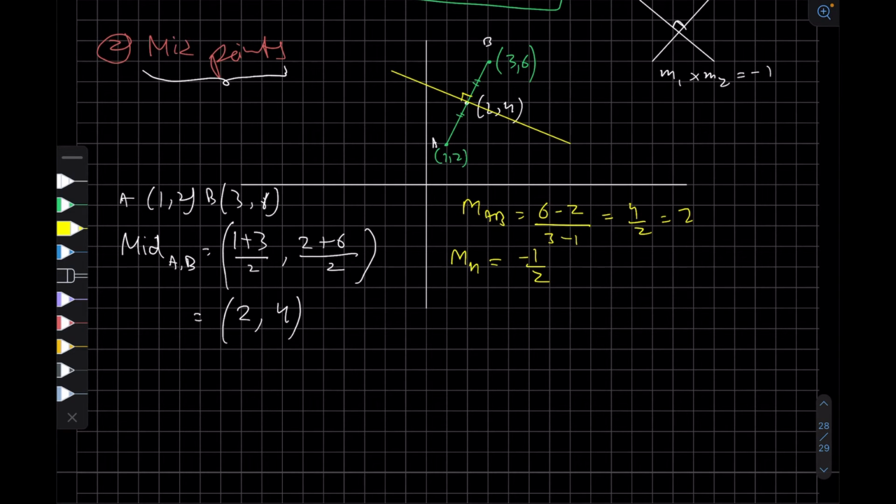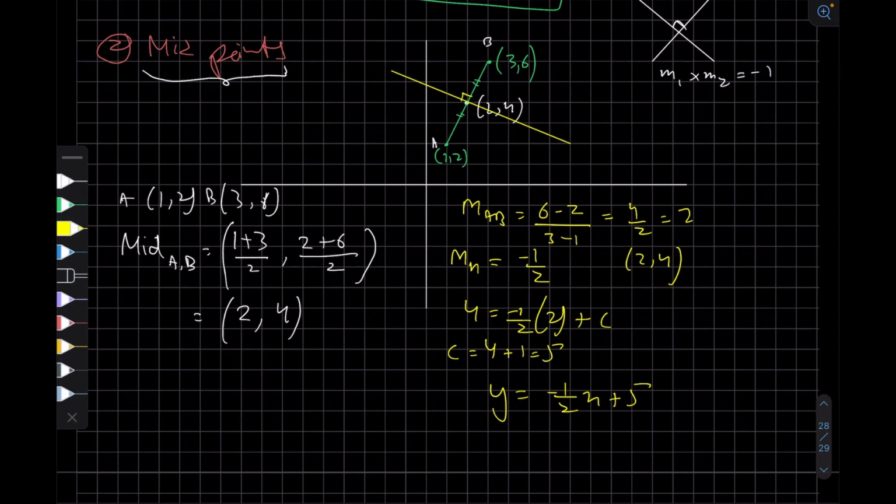Right, so we have the gradient, and we know that one of the points will be (2, 4), so we can substitute that. Say 4 equals -1 over 2 multiplied by 2 plus c, which would turn out to be 4 plus 1, which is 5. So we get our equation: y = -1/2 x + 5.